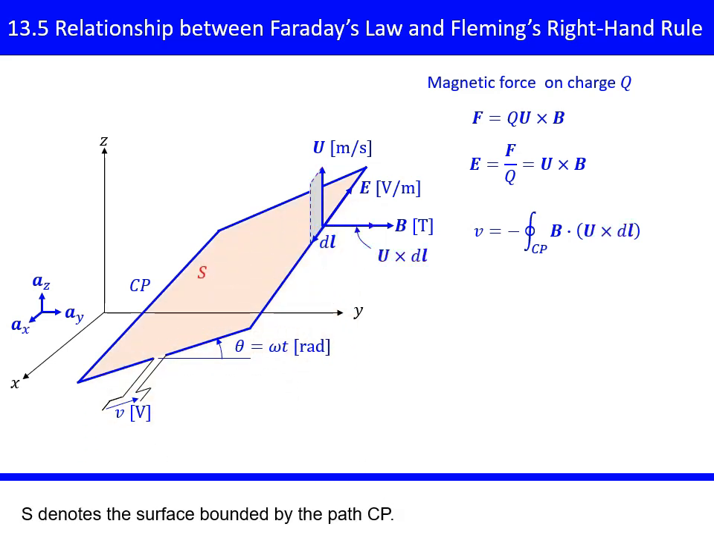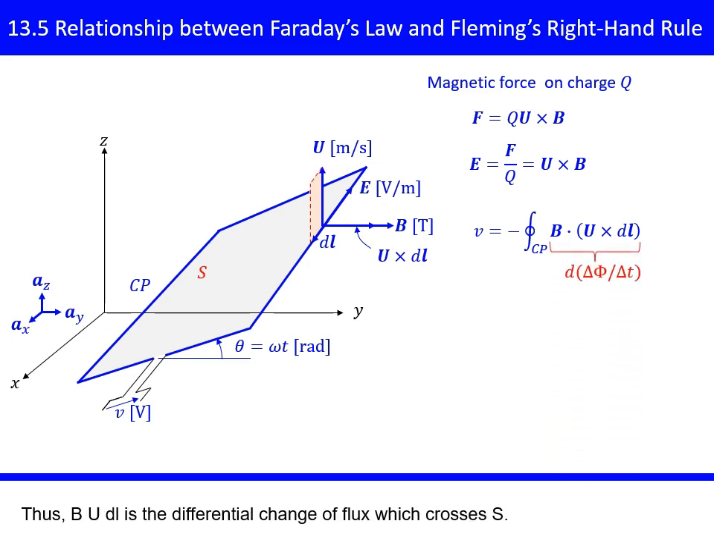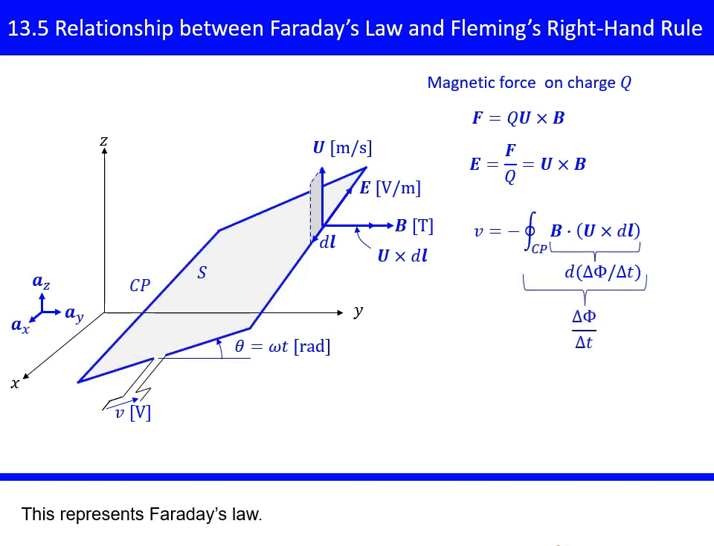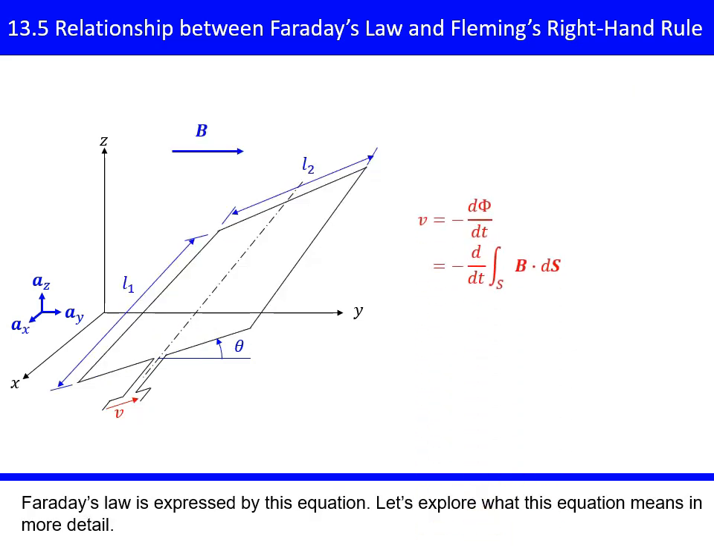S denotes the surface bounded by the path Cp. This differential area corresponds to a differential change in S. Thus, B·(u × dl) is the differential change of flux which crosses S. Therefore, the line integral of dΦ over dt along Cp represents the change of flux linkage ΔΦ over Δt due to the rotation of S. This represents Faraday's law. Faraday's law is expressed by this equation.